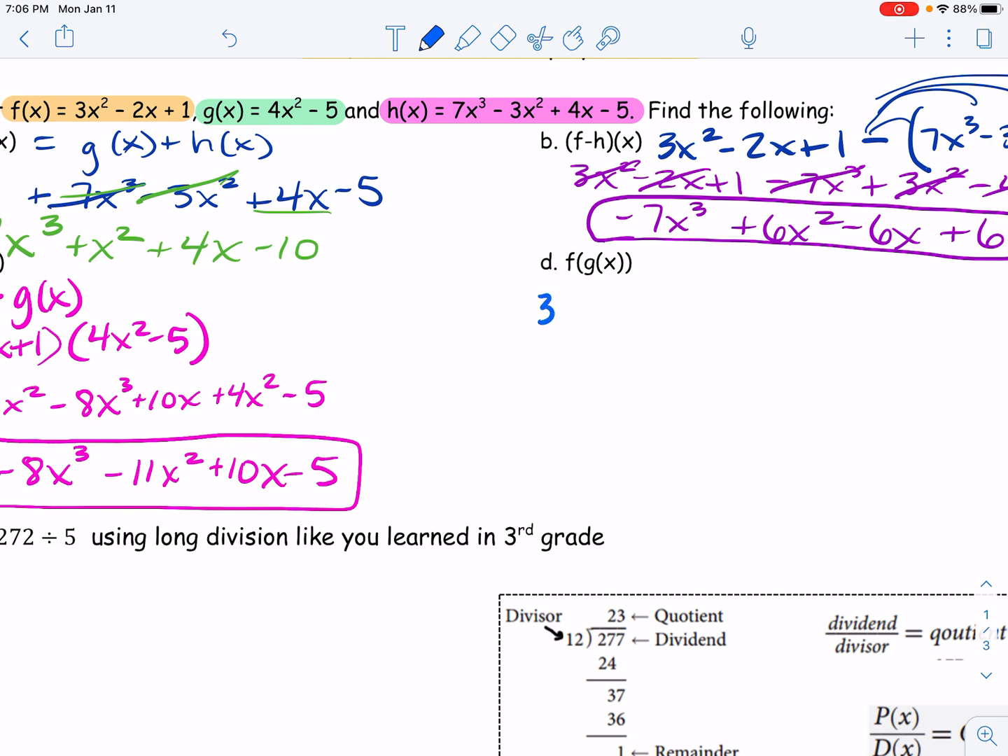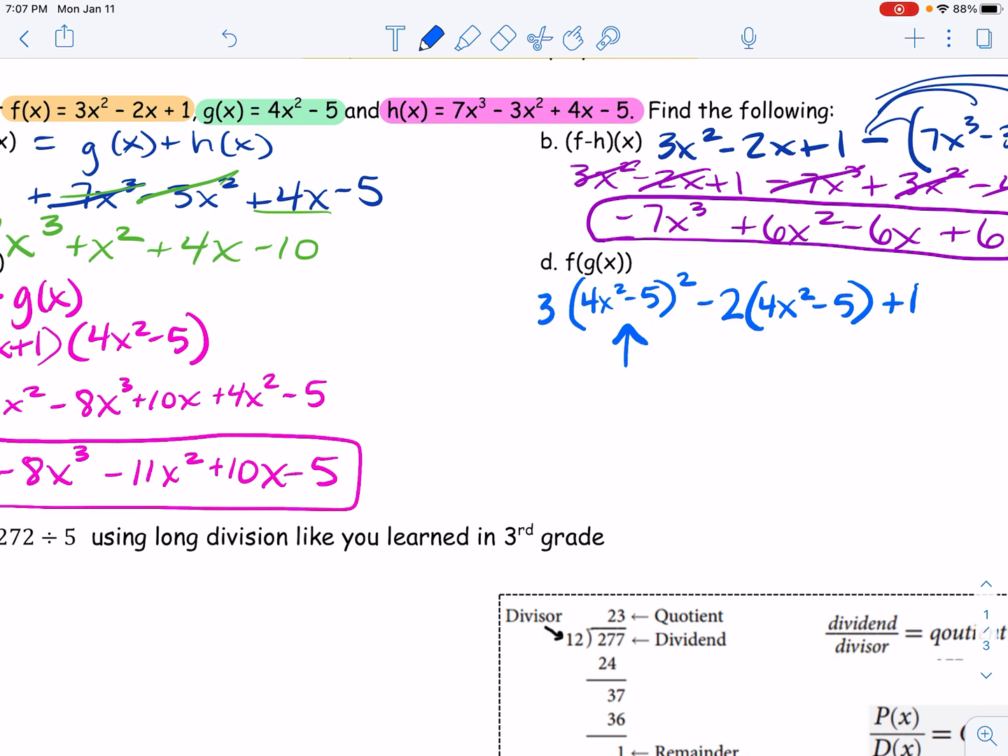So 3, I see an x. Open a parenthesis, write your whole g of x function. That is squared because I was squaring that x. Minus 2 times, and then plus 1. So what I need to do first is I actually need to FOIL this binomial before I distribute the 3. Order of operations.